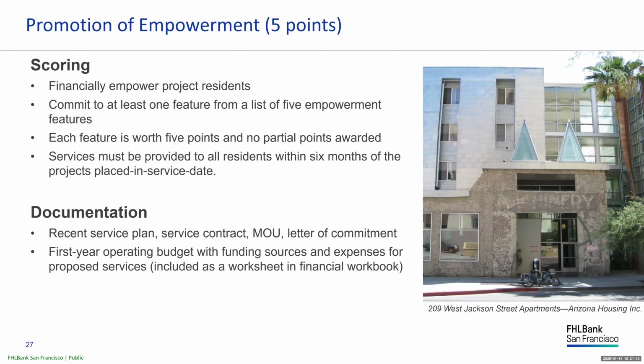The next category is promotion of empowerment. The purpose of this section is to see how your project will financially or economically empower your residents through programs or services. There are 5 services. Each service is worth 5 points. Review the instructions and the notes following each question in the application. Much of the information we want to see in the submitted documentation is outlined there. You get the full 5 points if you meet the scoring guidelines. If you don't meet the guidelines or threshold, then you get 0 points. There will not be any prorated or partial points given in this category.